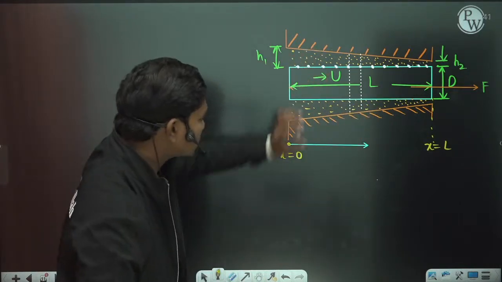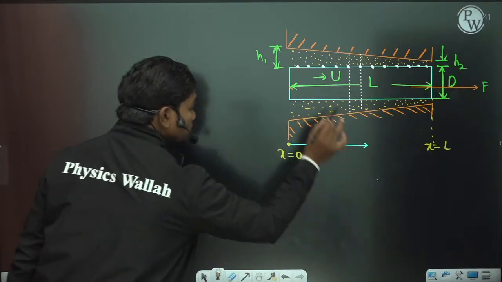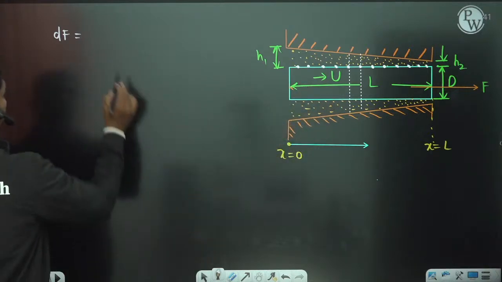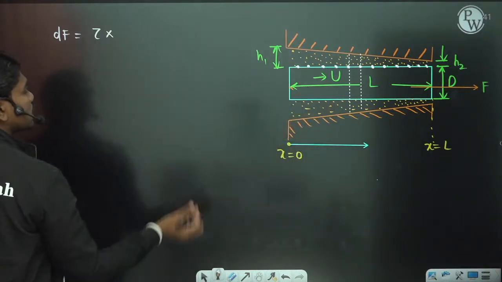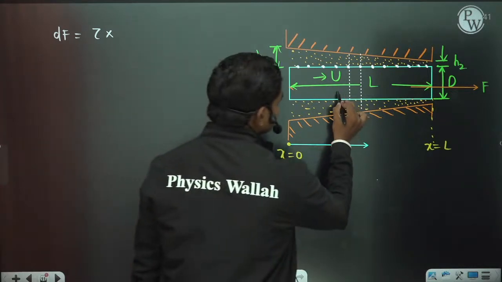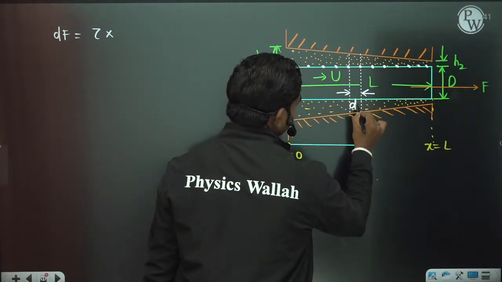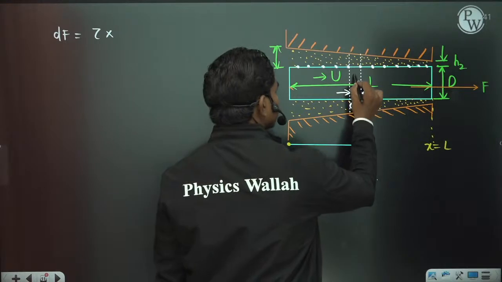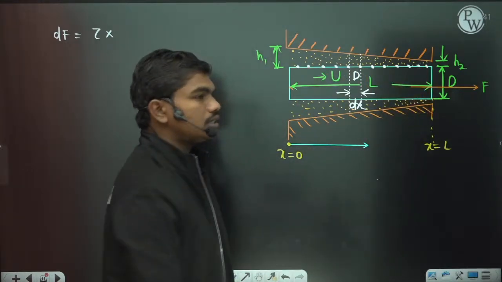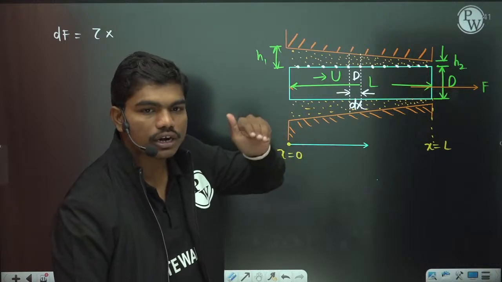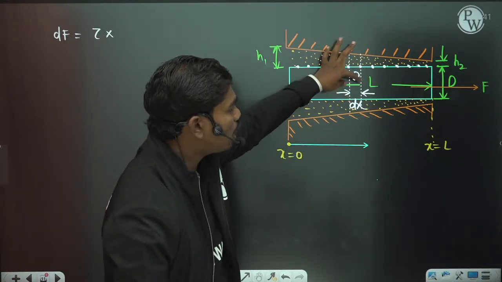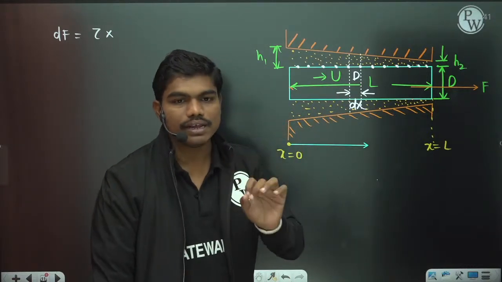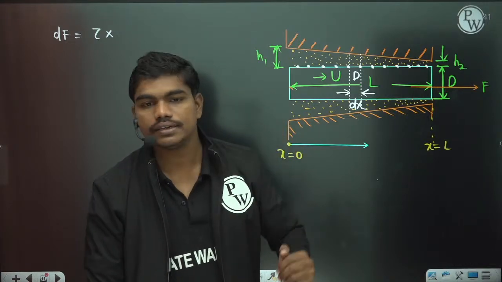Now if I take this small section, let us see what is the force you need to pull the small section. So dF, elemental force for pulling the small section, is equal to shear stress acting on that small section into area. Now tell me, if this length is dx, at this location the diameter of the shaft is d because the shaft is of uniform diameter. So tell me, what could be the area of contact between this shaft and the oil in this small section of dx? If I take the small section of length dx, what is the contact area between the fluid and the solid?